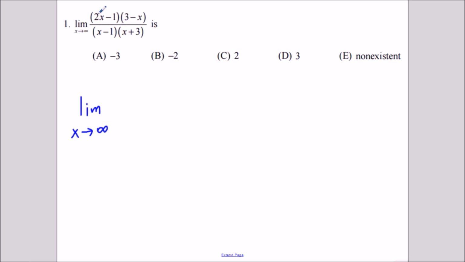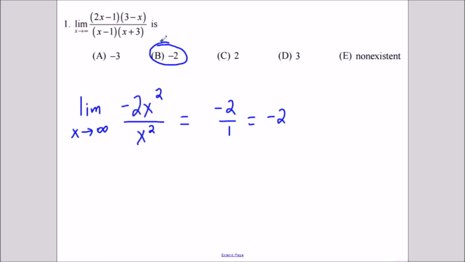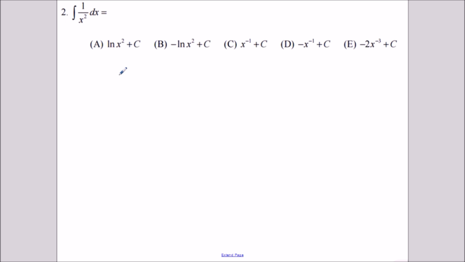If we look at the leading term, we get it by multiplying 2x times negative x, which gives us negative 2x squared. In the denominator, the leading term is generated by multiplying x times x, which gives us x squared. So to evaluate this limit at infinity, we just need to look at the coefficients because the exponents of the highest term match. So we'll have negative 2 over 1, and this limit works out to negative 2, giving us choice B.